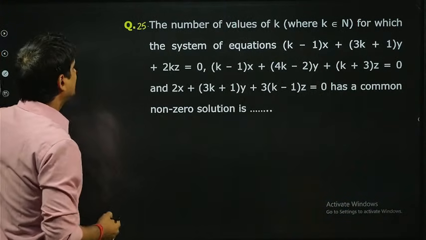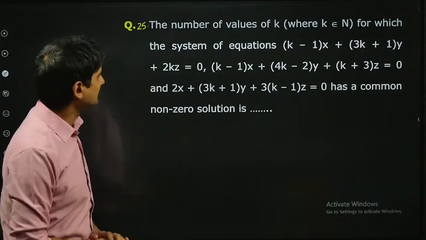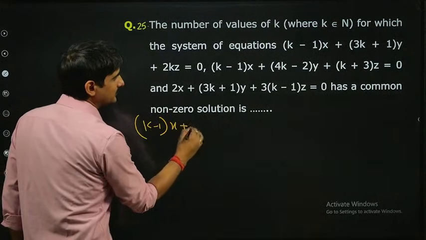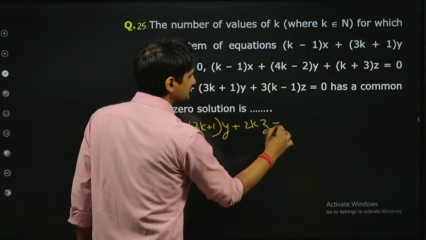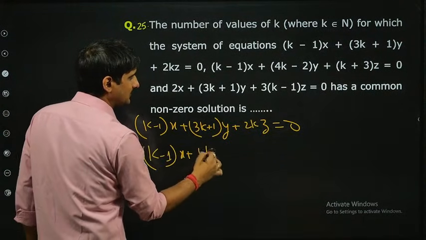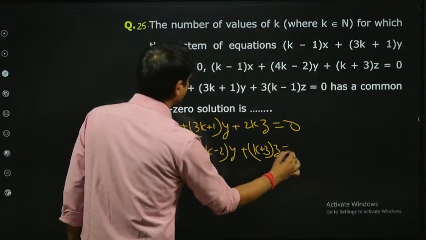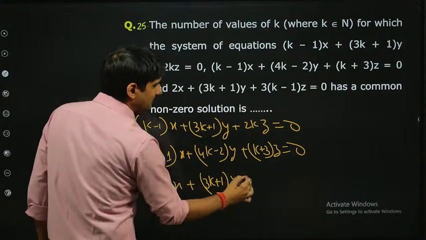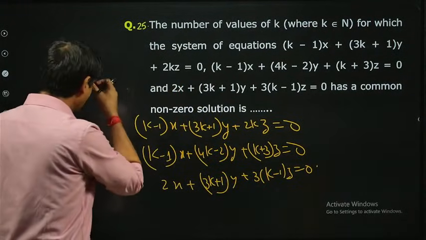And that's it. Now, moving to the last question of the test paper: the number of values of k, where k is a natural number, for which the system of equations (k minus 1) times x plus (3k plus 1) times y plus 2kz equals 0, (k minus 1) times x plus (4k minus 2) times y plus (k plus 3) times z equals 0, and 2x plus (3k plus 1) times y plus 3 times (k minus 1) times z equals 0 has a common non-zero solution.